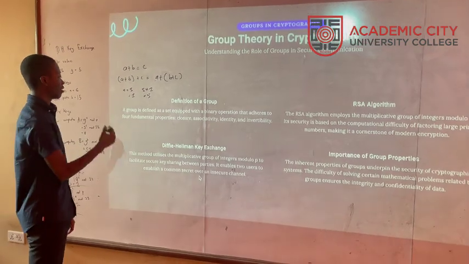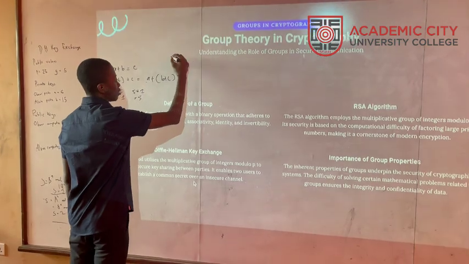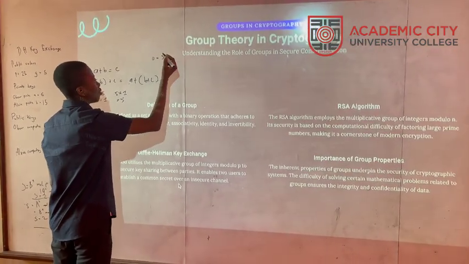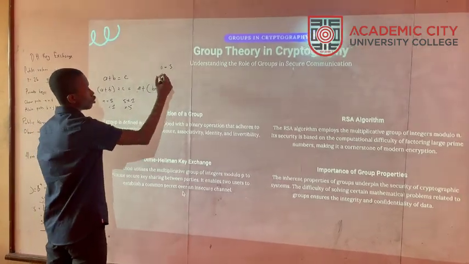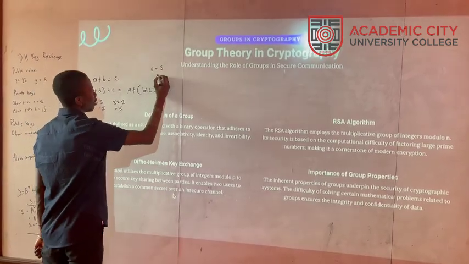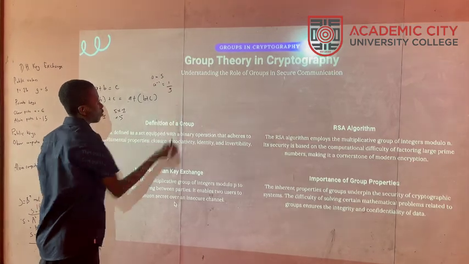And then finally we have invertibility. For invertibility, if you have, let's say 5, and your operation is multiplication, you need to get a number that when you multiply by, you get 1. So the inverse, or a to the power minus 1, will be 1 over 5.